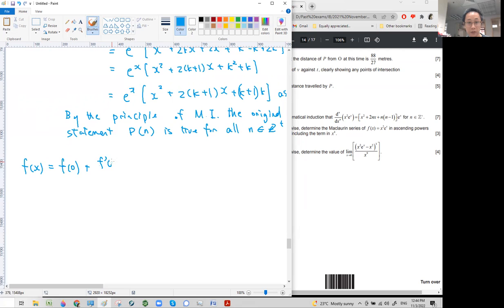You have f dash 0 over 1 factorial, which is just 1 times x, plus f double dash 0 over 2 factorial, which is just 2. Three factorial is 6, but I'll just write 3 factorial for now. F quadruple dash. I'll just do hence, by using the induction result with n equal to 0, 1, 2, 3, and then 4 respectively.